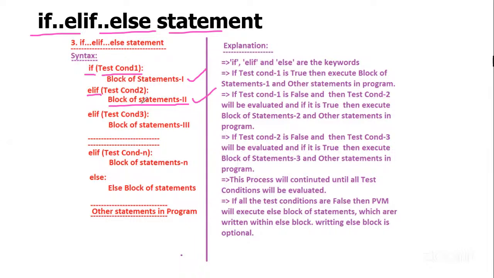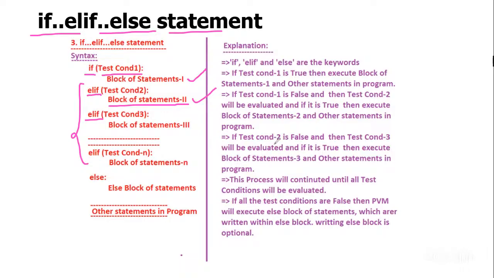What if this condition is also false? It goes to the next elif block. So in this way I can have multiple elif blocks. It depends on the number of conditions that you have. And finally the else block. So we'll also have the else block of statements. If all these conditions are failing, then we directly go and execute the block of statements in else block.